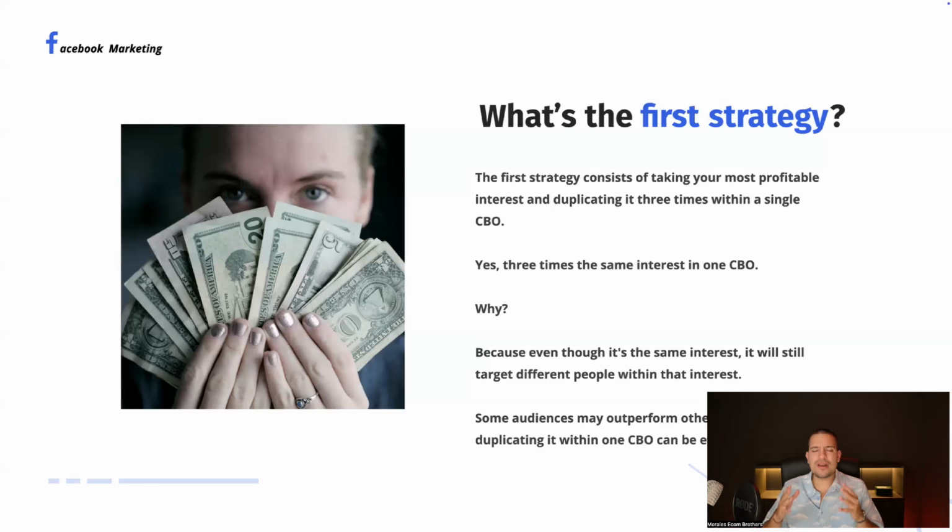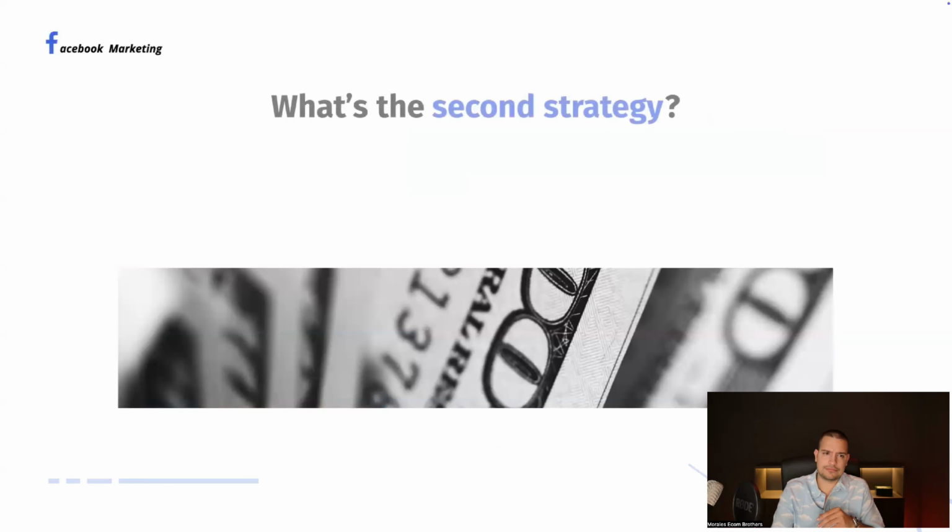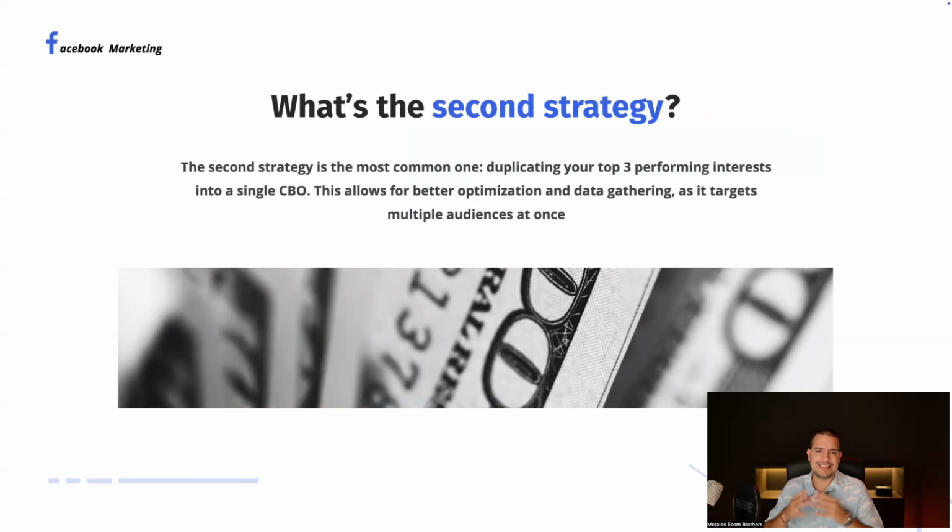Okay, what is the second strategy? Because this one seems pretty simple, some people know it, but what about the other ones? So what's the second strategy? The second strategy is duplicating the 3 top performing interests. So let's say you have interest North Face, interest Burberry, and you have interest Coat. Let's say you have those 3 interests and all of them have sales consistently and they're profitable. So you're going to duplicate those 3 interests into the CBO and it's going to perform also extremely well.